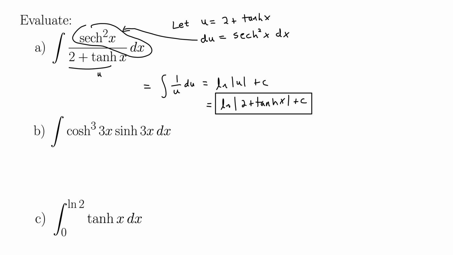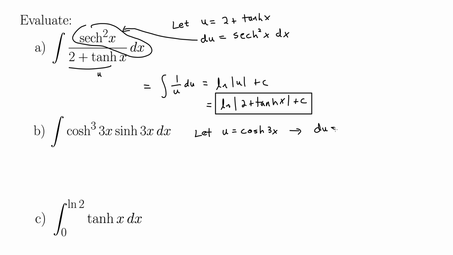We have the integral of cosh cubed of 3x times sinh of 3x. Again, pause the video, see if you can work through that, and then we'll work it together. So here we see a lot of analogies with the trigonometric functions. How about we let u be cosh of 3x? All right, how's that looking?